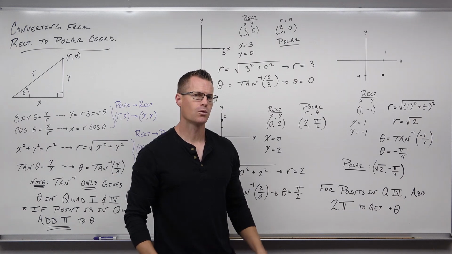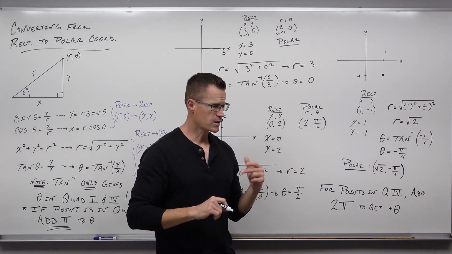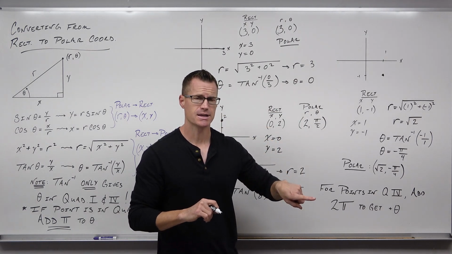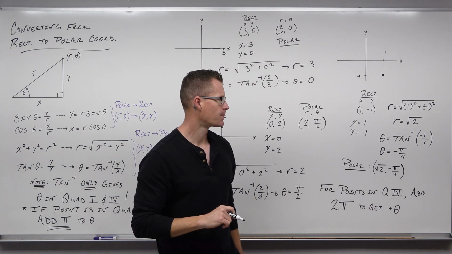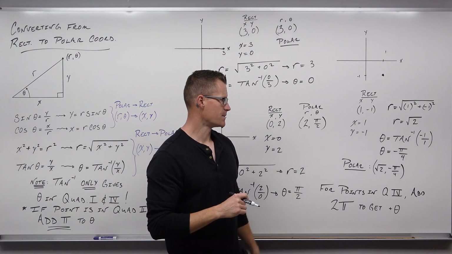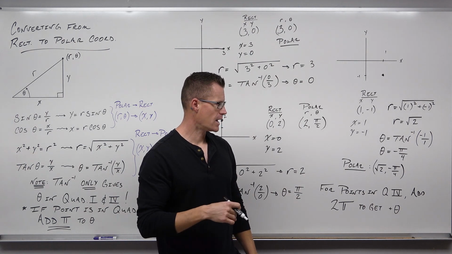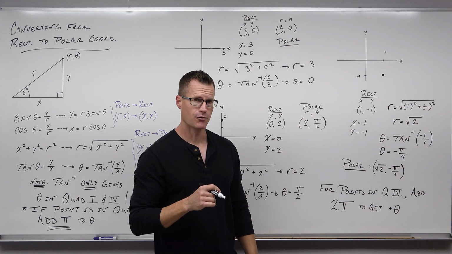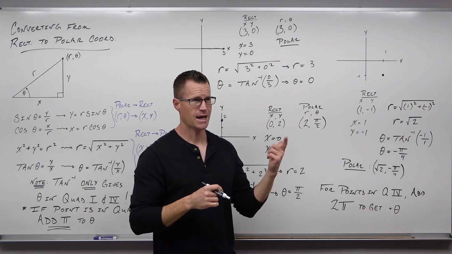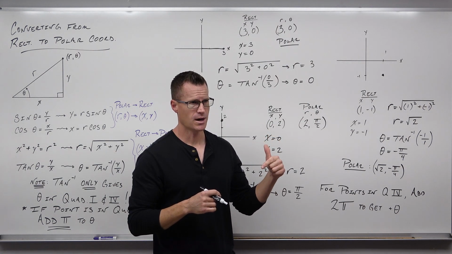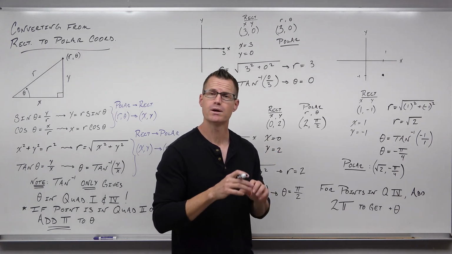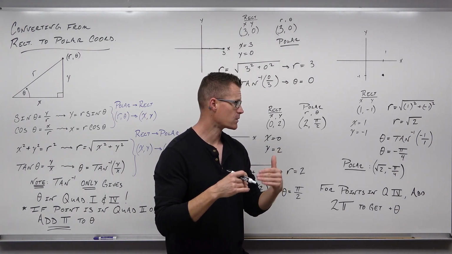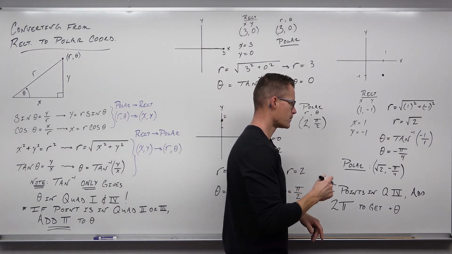For points in quadrant 4, add 2 pi. Not pi, even though the period of tangent is pi. Add 2 pi to get in the same quadrant with a positive angle. So for us, that means if we add 2 pi to -pi/4, let's see, -pi/4 plus 8pi/4, that would be 7pi/4. We could write this equivalently as square root of 2 comma 7pi/4.